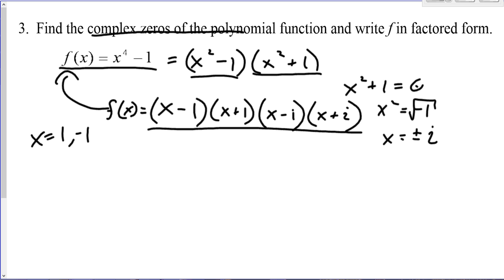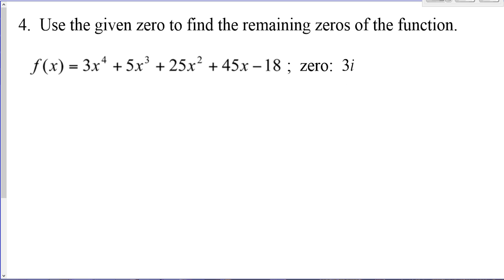Okay. Last example here, example number 4. Use the given zero to find the remaining zeros of the function. So I have a fourth degree function. I'm going to expect 4 zeros, and I'm given 1. So I need to find the other 3. Well, I know from this zero I have the conjugate, so minus 3i. What factors are those going to give rise to? I'm going to get x minus 3i and x plus 3i.